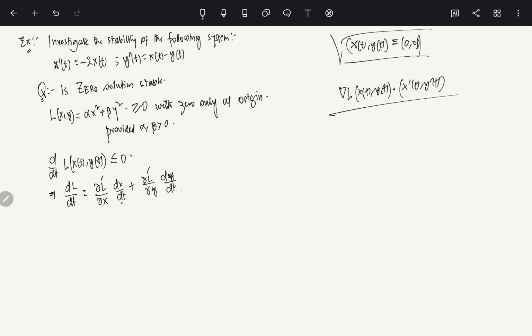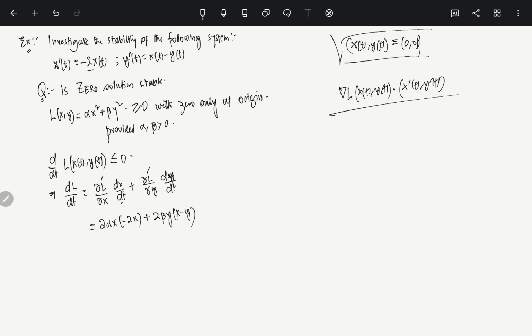Okay, so if we write everything properly, it is (2 alpha x, 2 beta y) dotted with (x'(t), y'(t)), where x'(t) is -2x and y'(t) is x - y.